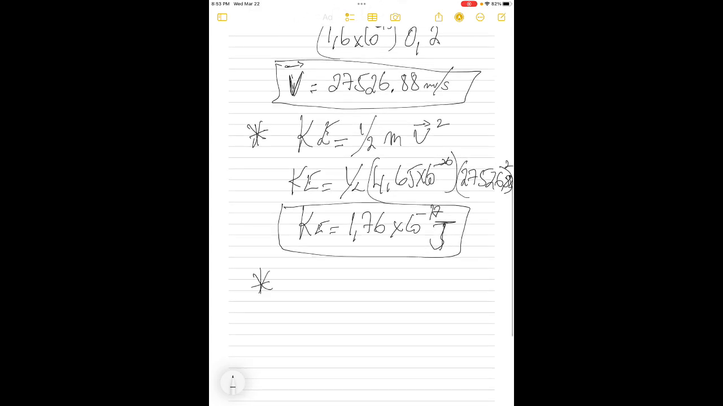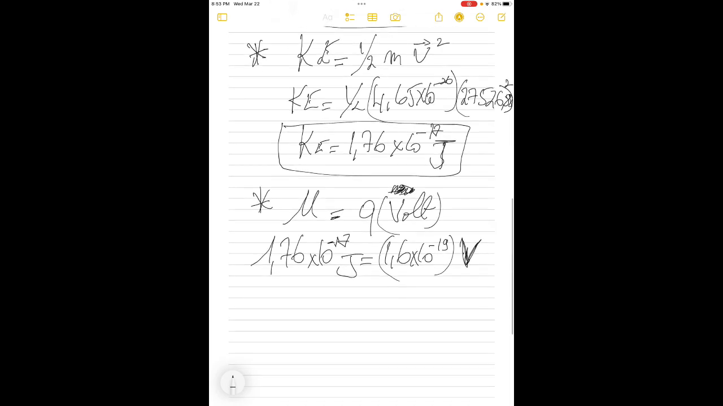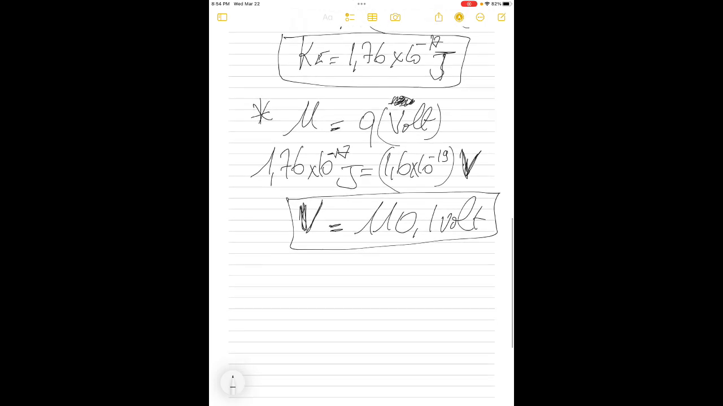And the next step, to find the potential difference, we're going to use the potential energy, which equals the charge multiplied by the voltage difference. So we have the energy, 1.76 times 10 to the minus 17 joules, equal to 1.6 times 10 to the minus 19 multiplied by, actually this one is the volt, not the speed, the voltage. So the voltage is what we're looking for. The voltage difference is equal to 110.1 volts. This is the first answer for number A.